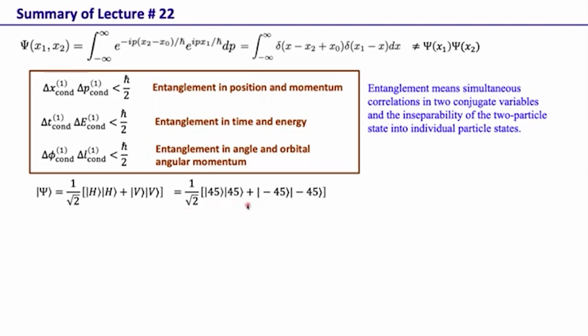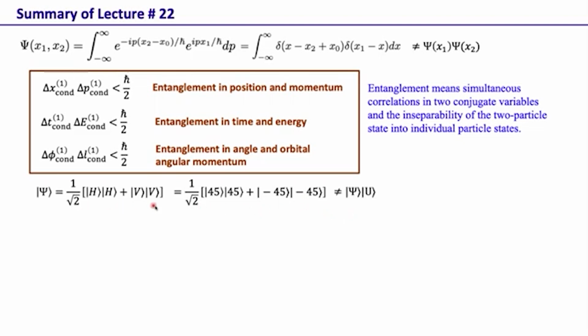Now what we see is that if the first particle is found to be 45 degree polarized, the second one is guaranteed to be 45 degree polarized. At the same time, if the first particle is found to be minus 45 degree polarized, the second one is guaranteed to be minus 45 degree polarized. So, we see simultaneous correlation in the HV basis as well as in the 45 minus 45 basis.